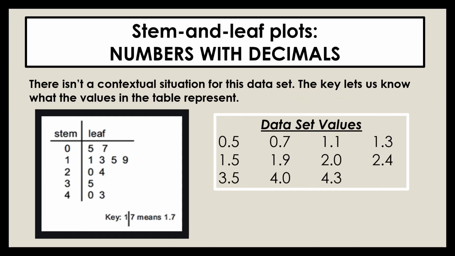Here's another one where our data set includes decimals, and we can tell that by our key. 1 line 7 means 1.7. So we can get the data set values by reading the stem and leaf plot. We'll have 0.5, 0.7, 1.1, 1.3, 1.5, 1.9, 2.0, and please make sure you have that 0.0, don't just put 2, 2.4, 3.5, 4.0, and 4.3.